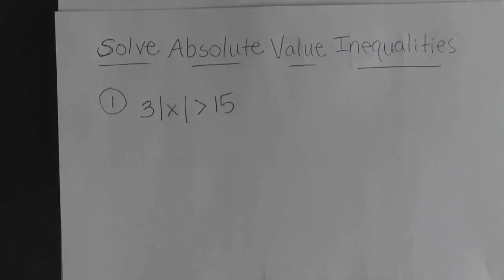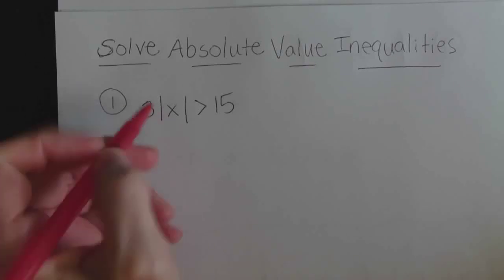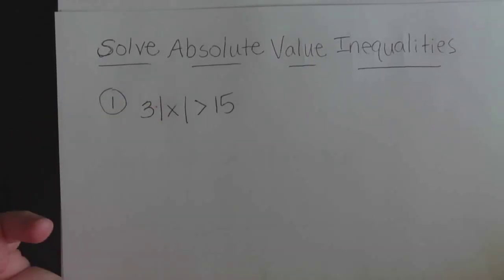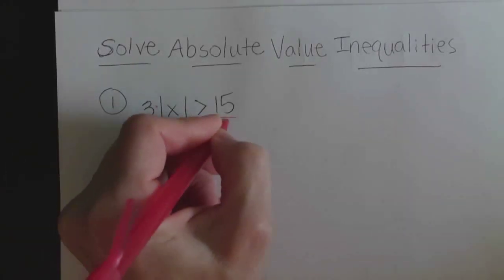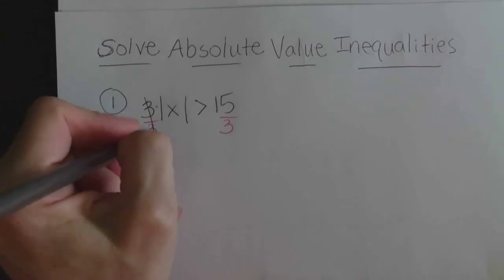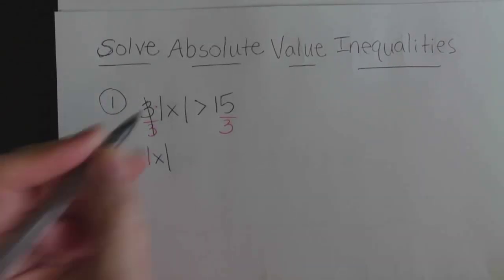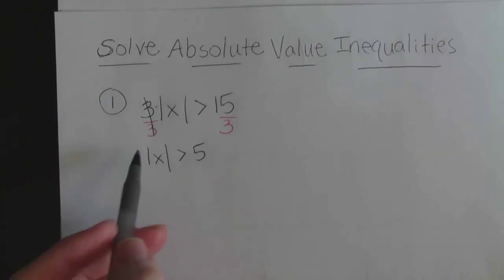I'm hoping that you're thinking I could divide both sides by 3, because this 3 is right now being multiplied to the absolute value. So let's divide both sides by 3 to start. And that's going to give us, these will cancel, the absolute value of x is greater than 5.